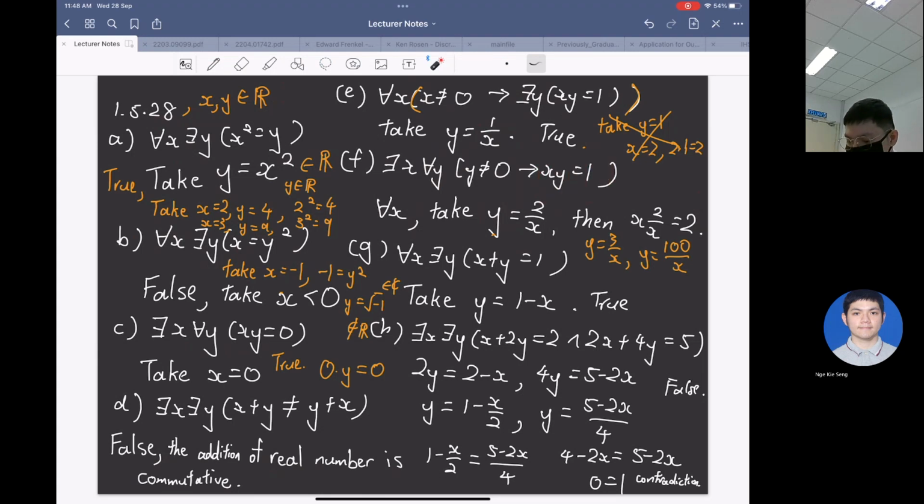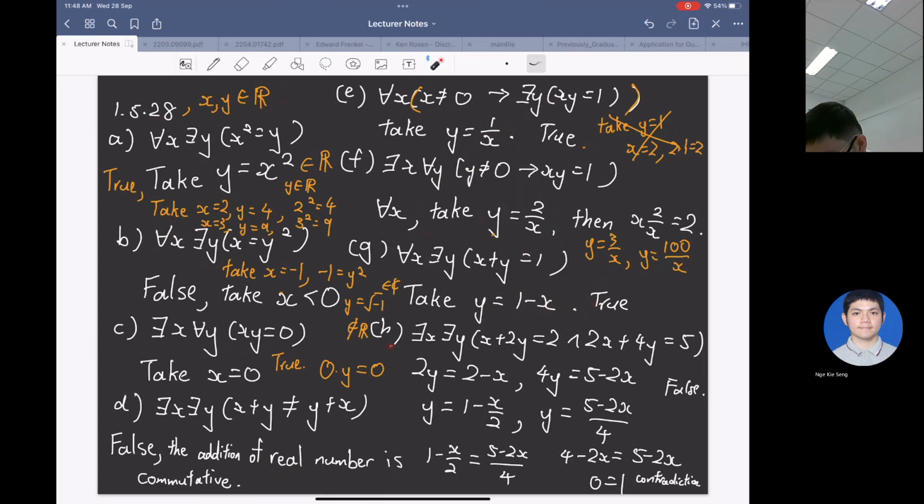So next, for every x, there is a y such that x plus y is equal to 1. True or false? True. If I say this is true, I need to find a y that works for all x. So I just take y equals 1 minus x. I just play around with this number. 1 minus x is still a real number, so that's fine.